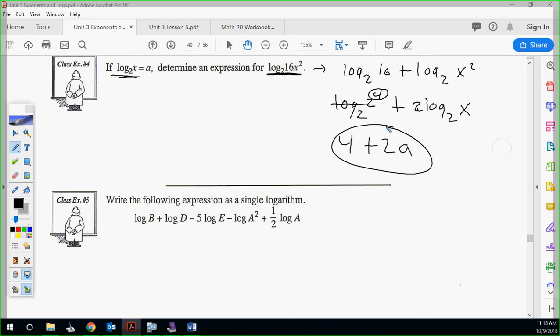All right, write the following expression as a single logarithm. So we're going to put this all together here. All right, so let's go log BD. It's a minus and a minus. These are both on the bottom. Okay, so that's going to be over e to the 5th, and a squared. And then a to the 1/2's on the top, because it's a plus.